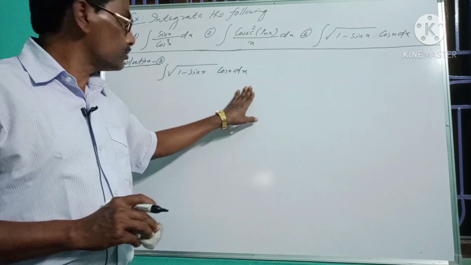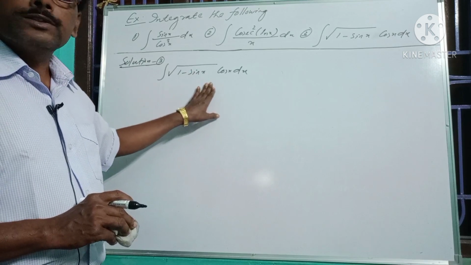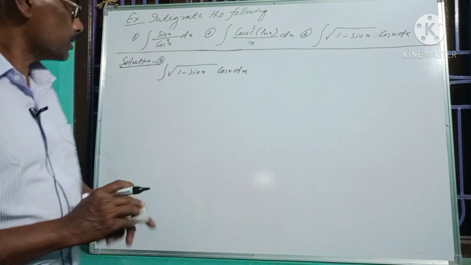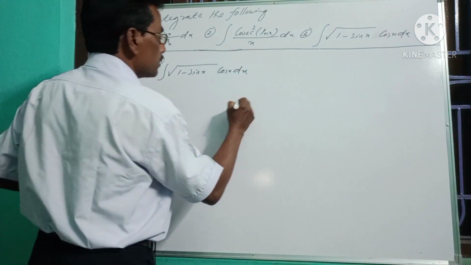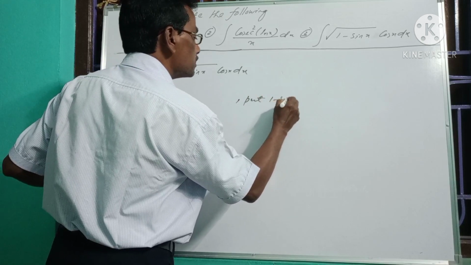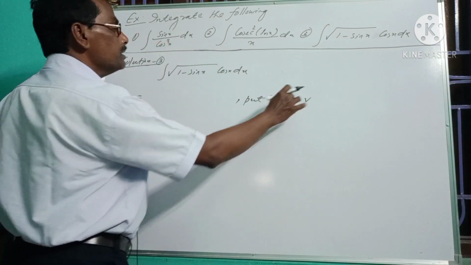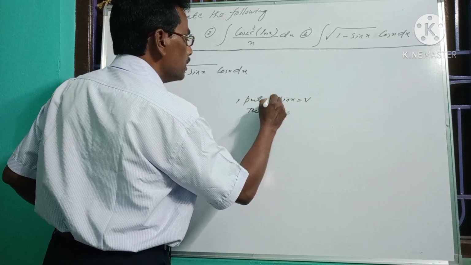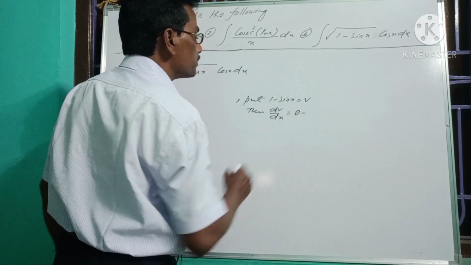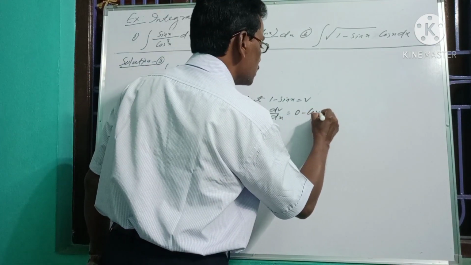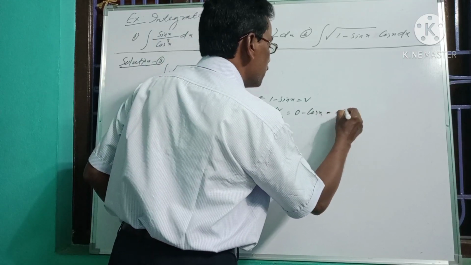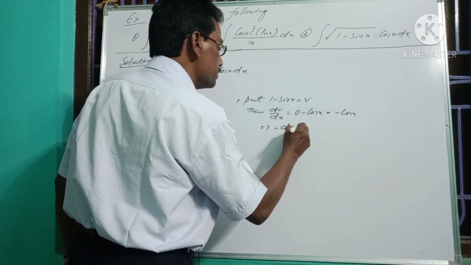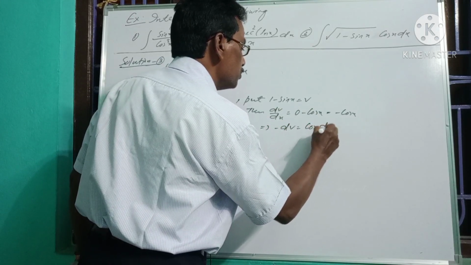So if we substitute 1 minus sine x as v, then the original integrand will transform into standard form and we can integrate it. So let us substitute 1 minus sine x equal to v. Here v is a function of x, so differentiating v with respect to x gives us the derivative of 1 is 0 and the derivative of sine x is cos x, so we have minus cos x. Simplifying, we have minus dv is equal to cos x into dx.